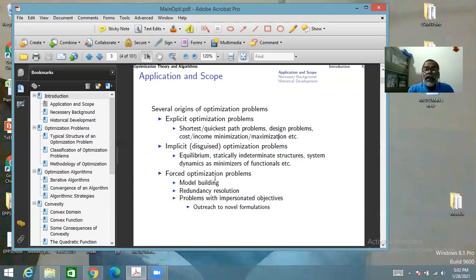Then there is a problem of redundancy resolution. A body can be controlled by several actuations, and say you have 8 actuations to control a particular body in space or in any set of parameters that you want to control it.